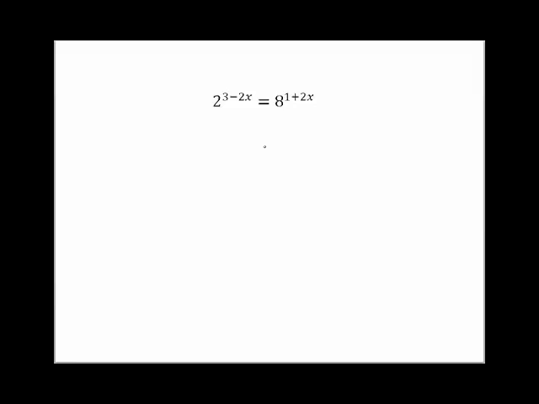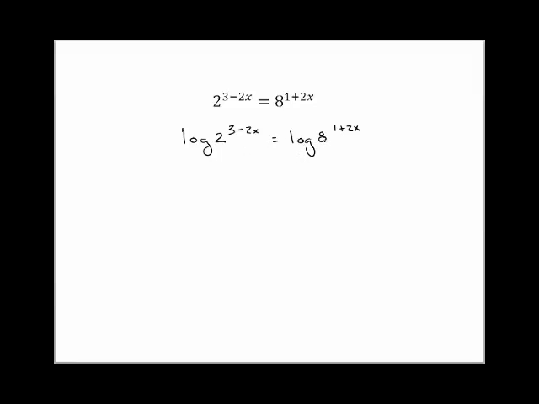So we're going to do the same thing. We're going to add log. I'm going to rewrite it down here because we've got kind of a long statement here. Log of 2 to the 3 minus 2x equals the log of 8 to the 1 plus 2x.